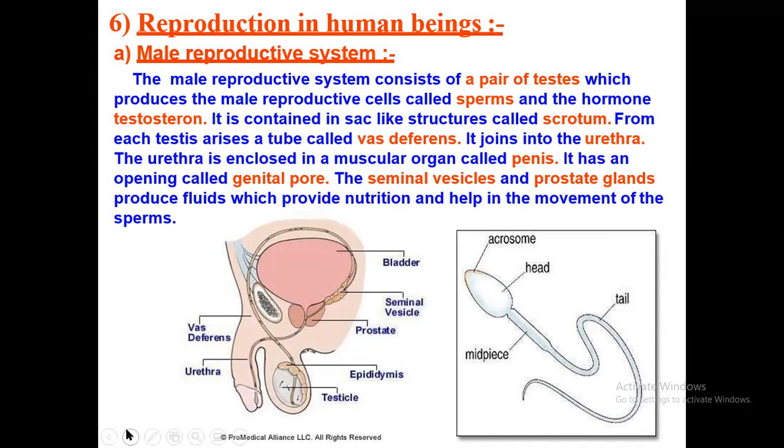The seminal vesicles and the prostate gland produce fluid which provides nutrition and helps in the movement of the sperms. This is the structure of sperm. This is the head and tail. So the body of a sperm consists of two parts, head and tail.